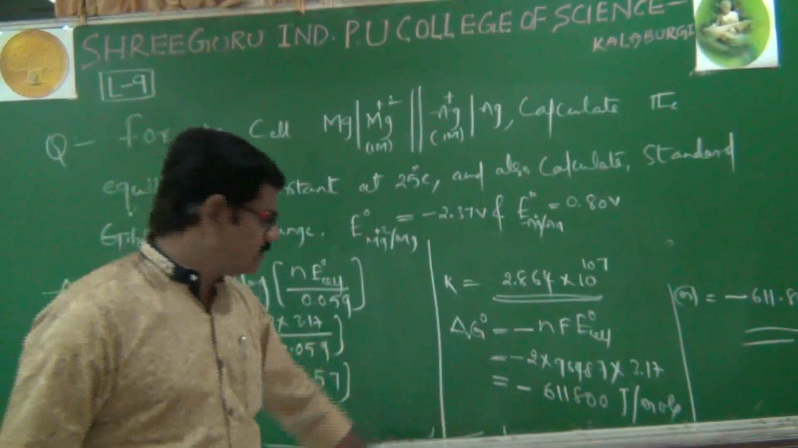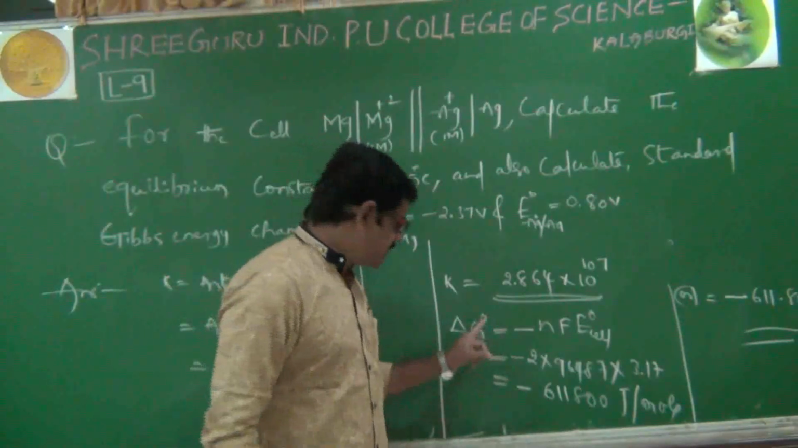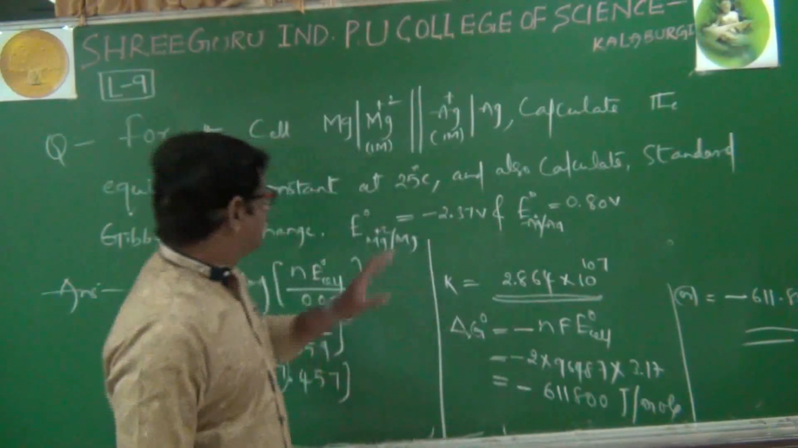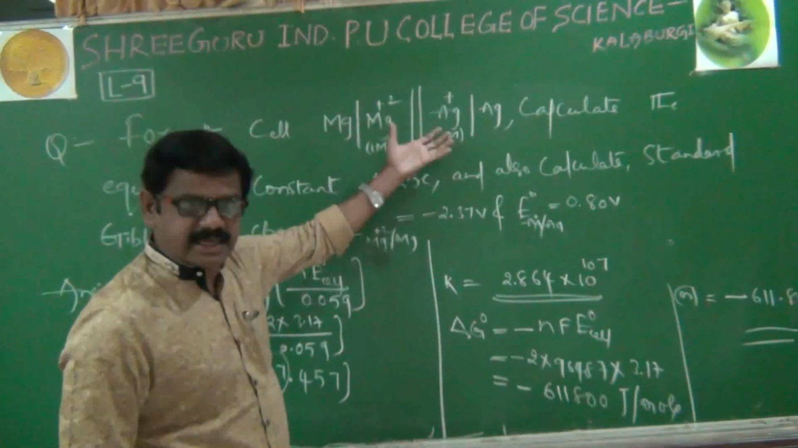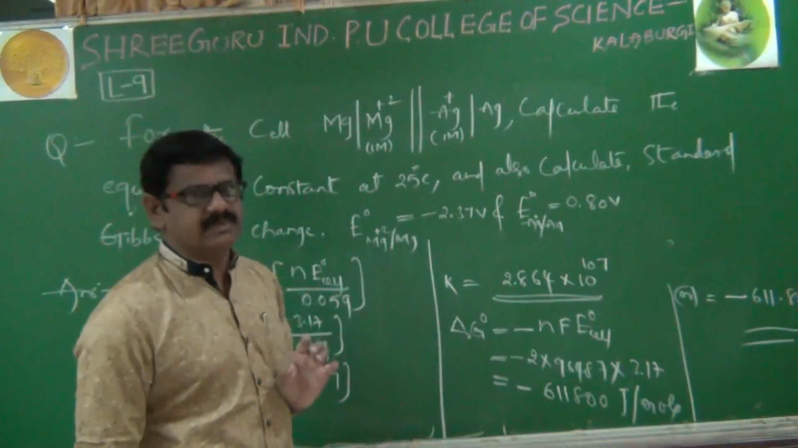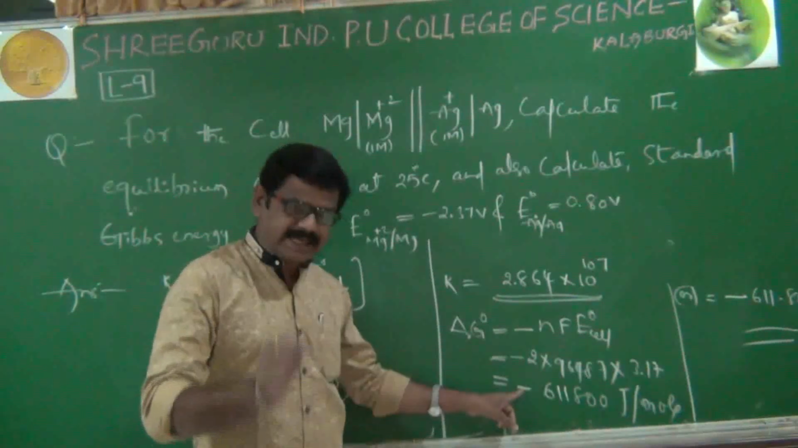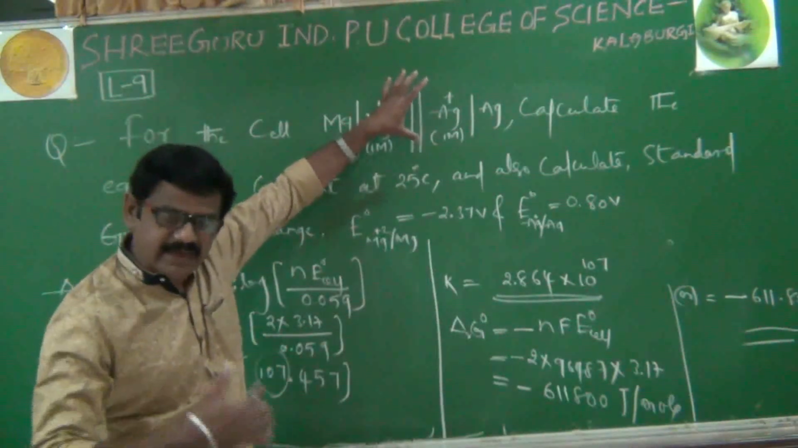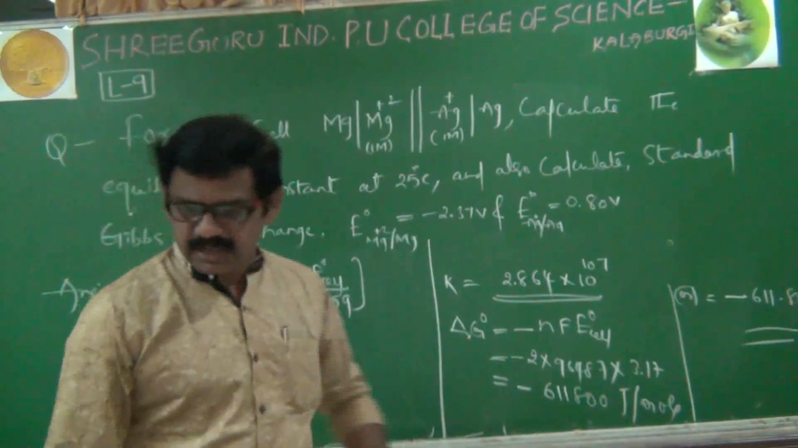Again, here the delta G naught value we are getting has a negative sign. A negative delta G naught means that whatever cell is given, that cell will work spontaneously. Blindly you can say, if the delta G naught value is negative, then that cell will work spontaneously. Right. And I will go to the next question.